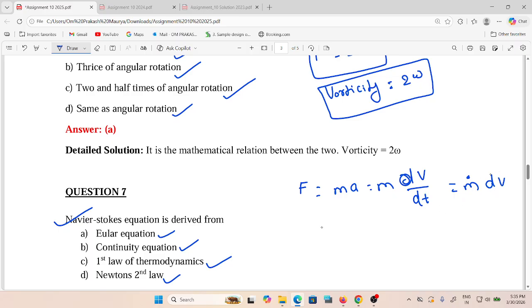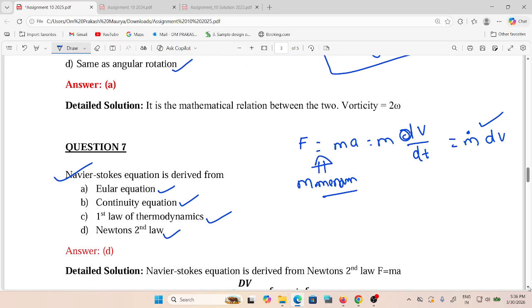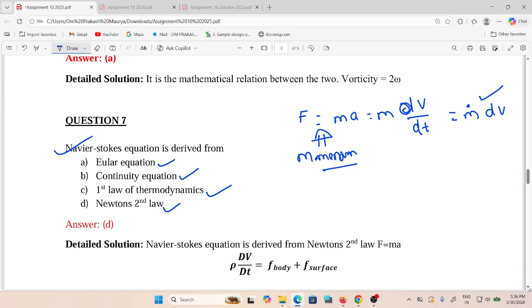Actually, in fluid mechanics we follow this one. In fluid mechanics, for any momentum equation, you need to use this very fundamental Newton's second law. So always remember this. So option D is correct here, definitely.